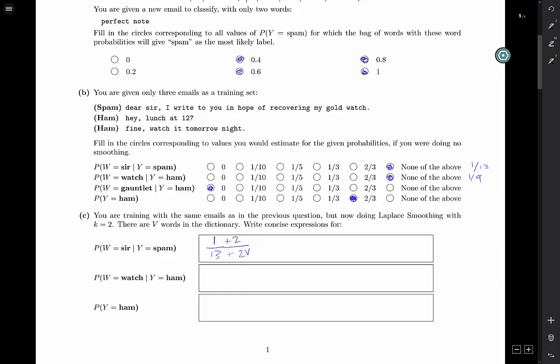I found the original probability was 1/9. Now I add 2 artificial samples, that's what Laplace smoothing does, plus again 2v. And for probability y equals ham, I'm just adding to the word likelihoods. I'm adding more artificial samples of the words, but the number of emails, spam and ham, stays the same. So probability y equals ham is still going to be 2/3.